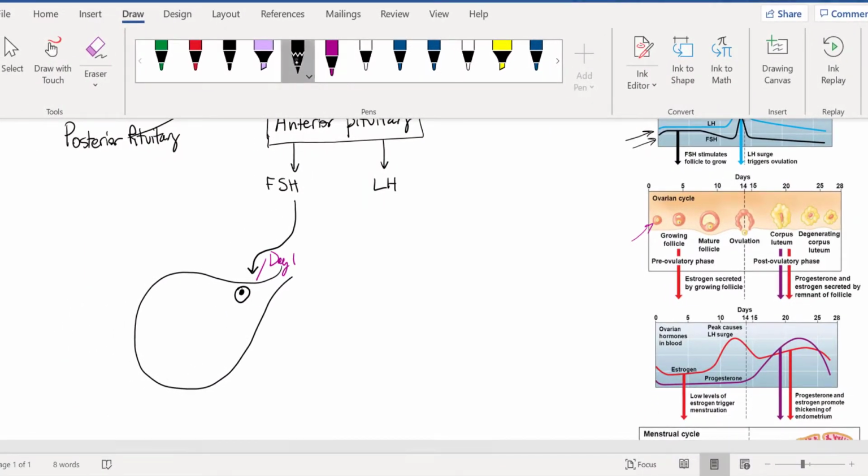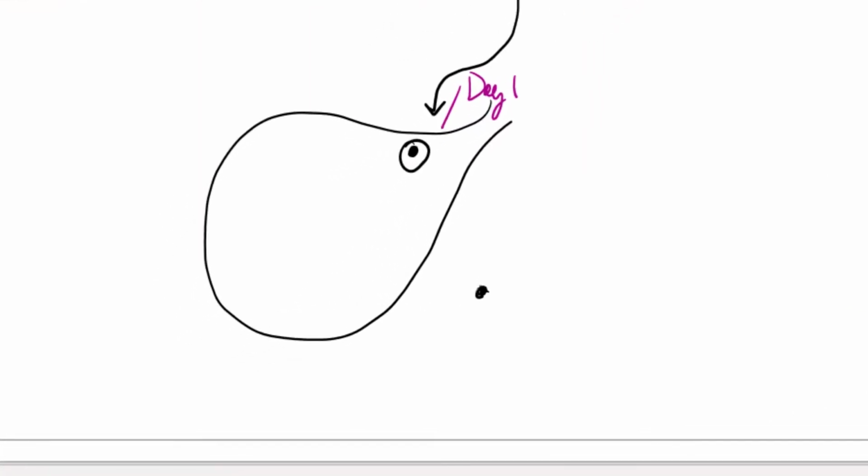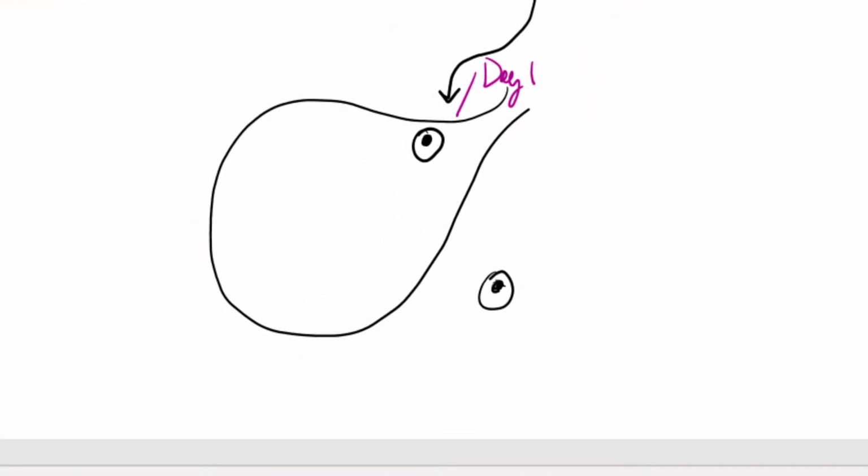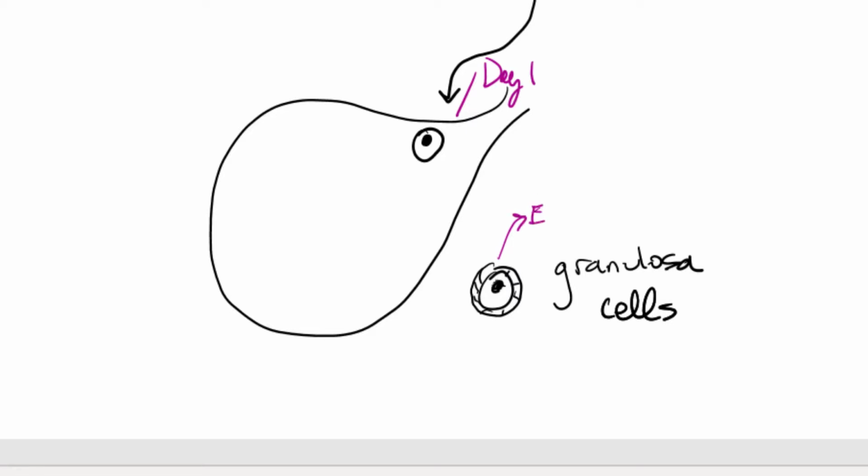So let's draw this, and we've got our little egg here and the follicle around it, and the follicle is made of these cells called granulosa cells, and what these do is they produce estrogen. Okay, and the estrogen has many different effects. One of the effects is that it also causes more development of the granulosa cells, so a bigger follicle.